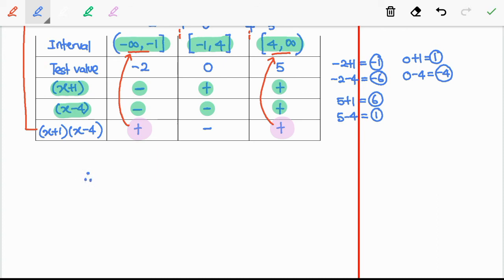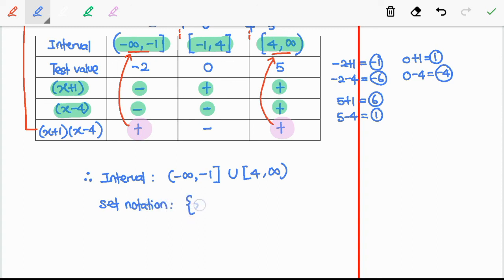Let's write down the answer in interval notation. So it will be negative infinity to negative 1 union 4 to infinity. Besides this, we can also write it in set notation. So we have x is less than or equal to negative 1 union x is greater than or equal to 4.